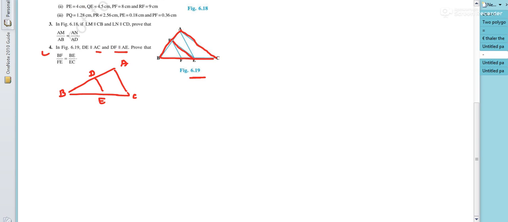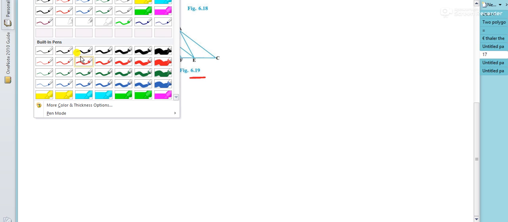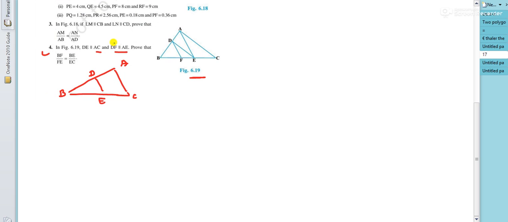And the second case, let me erase this. The second case is what? DF is parallel to AE. This DF is parallel to AE. So let me write this separately like this.